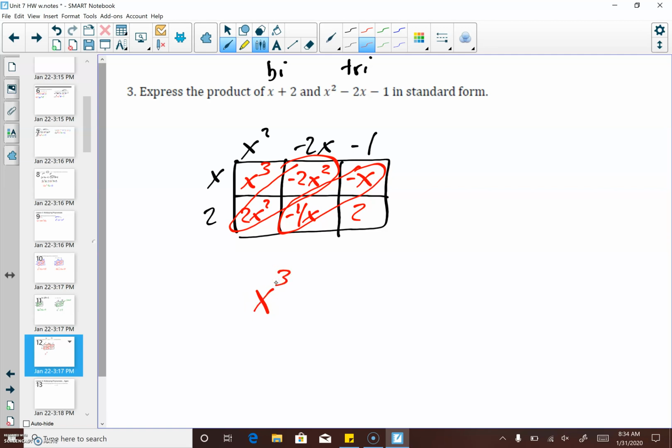So the x cubed doesn't have a partner. 2x squared and negative 2x squared end up canceling. So we skip those. Negative 4x and plus negative x gives us negative 5x. And then we end up with a positive 2 at the end. And that's the beginning of our multiplying polynomials.